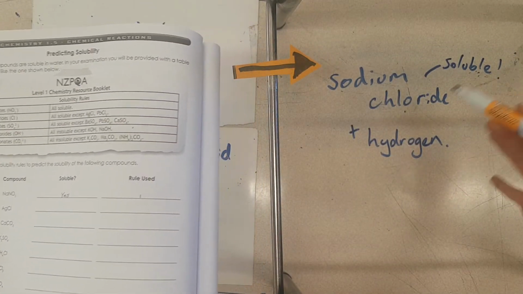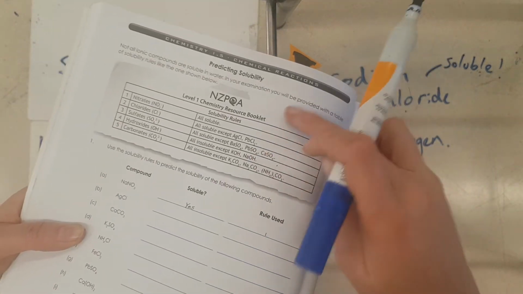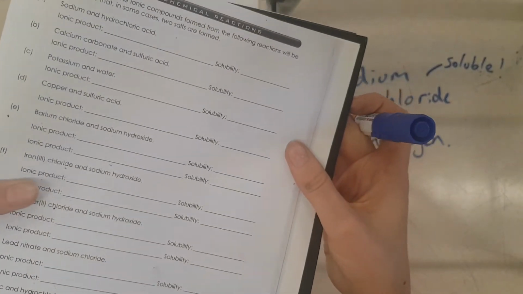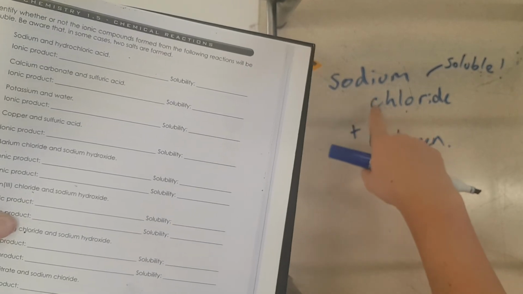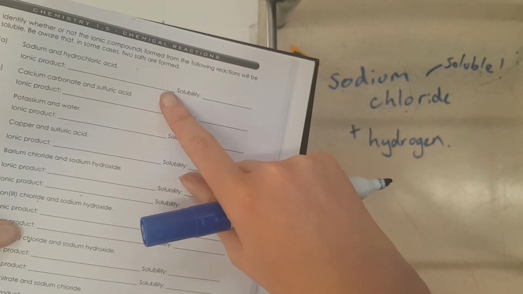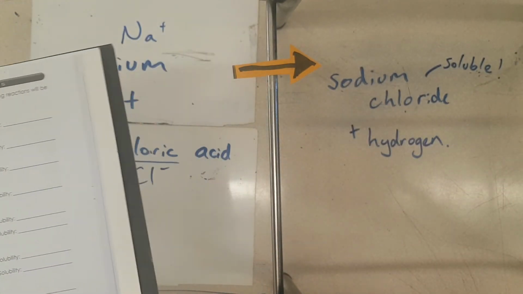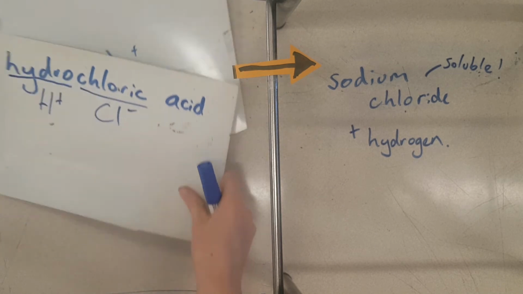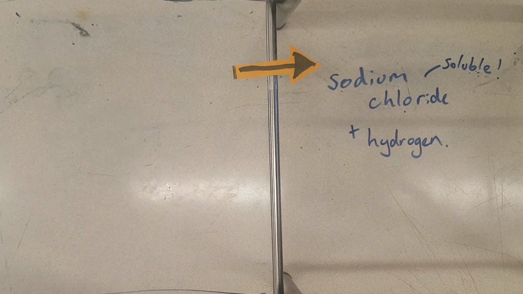Hydrogen, that's a gas, it doesn't actually dissolve back in, but we don't need to know that. So that's question A sorted. Our ionic product, the thing that's a positive and a negative together, is sodium chloride, and the solubility is soluble. Let's try another one. Now, I don't want to try B, I think I'll leave that one to you guys, but let's try letter E altogether.